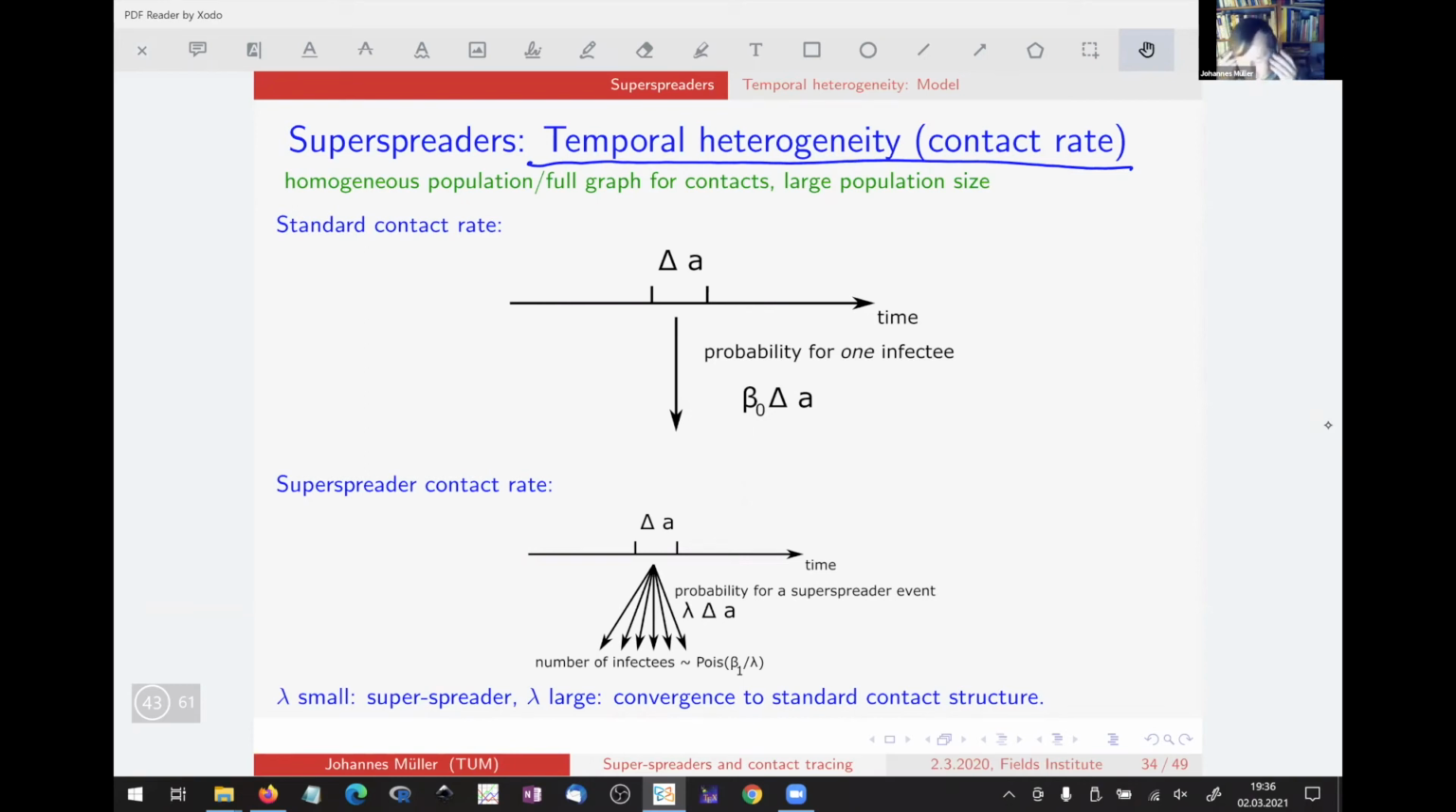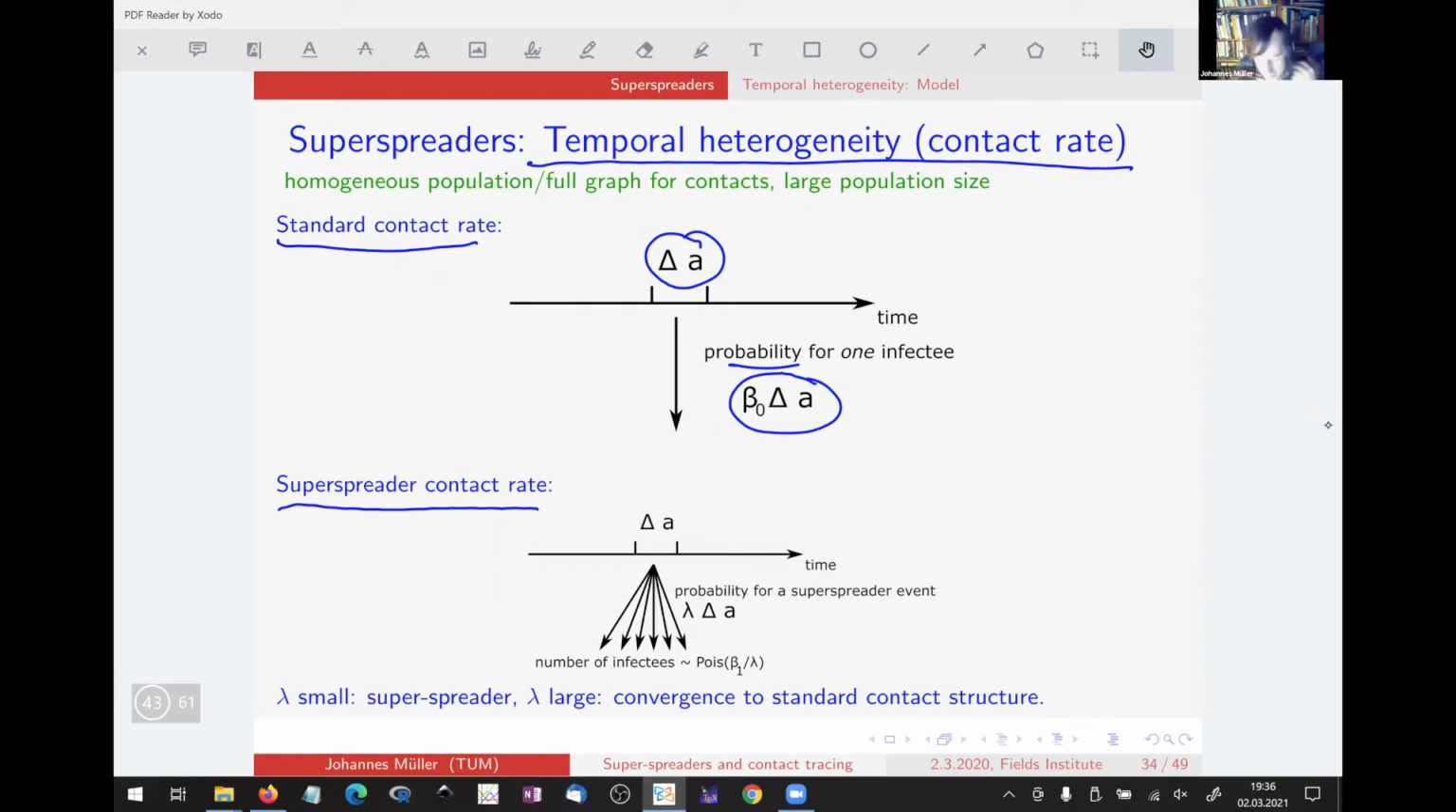And so we need a kind of model, of course. And what we do is we split the contact into two different aspects. So standard contacts: in a certain time interval delta A, we have a certain probability beta 0 times delta A plus higher order terms as usual to produce one single infectee. So that's the standard thing, which we also considered in the first part.